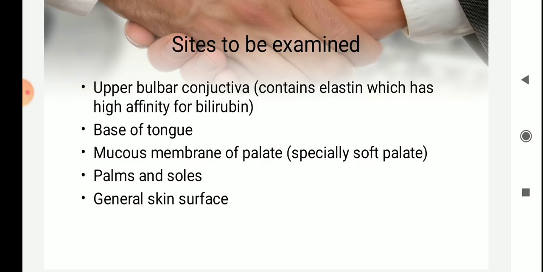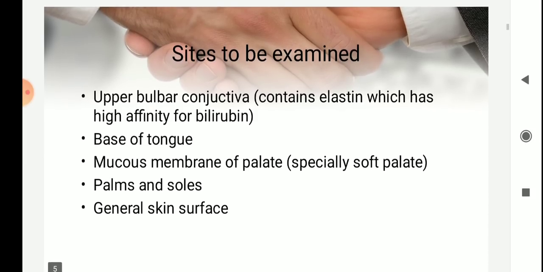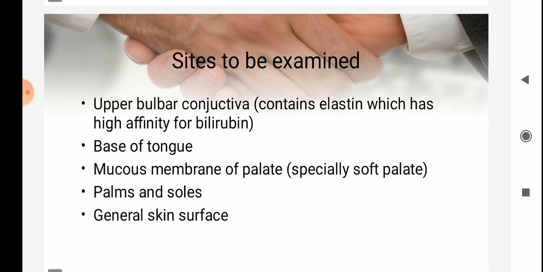When you do your internship or final year rounds, clinical side, bedside studies, how do you examine? The upper bulbar conjunctiva is to be examined, because it contains elastin which has high affinity for bilirubin, and even the base of tongue. Most of you miss on this; usually you see only the conjunctiva. Even the mucous membrane, soft palate, base of tongue can be seen. Palms, soles, general skin surface.